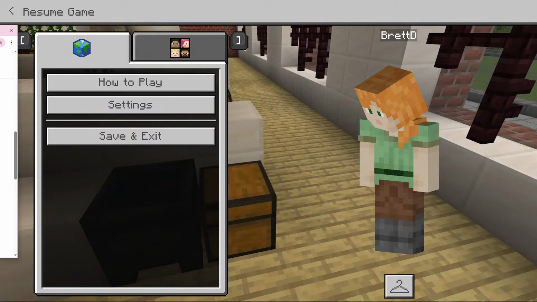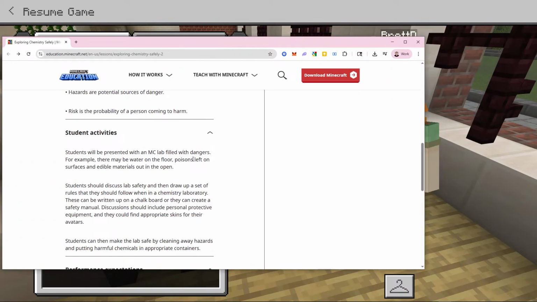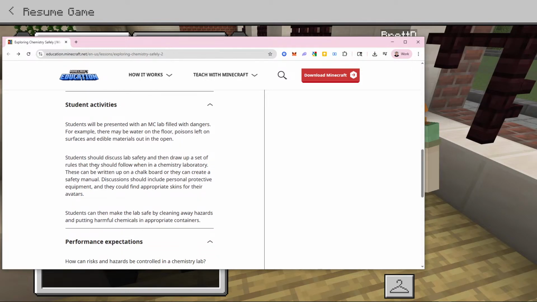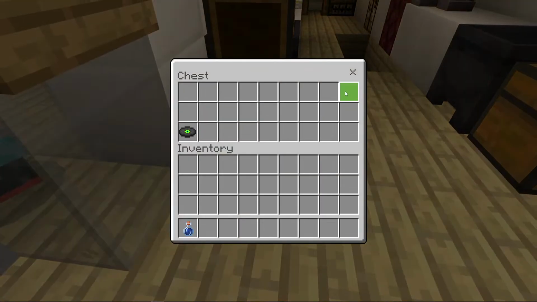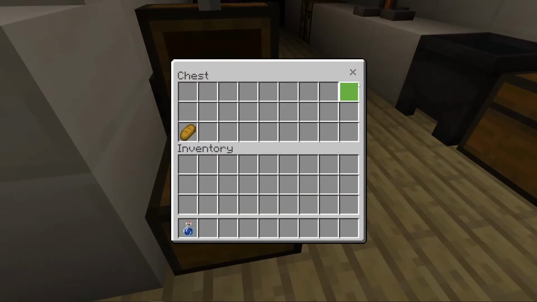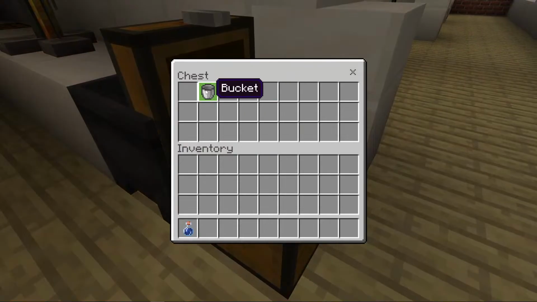Water on the floor, poisons left on surfaces, and edible materials out in the open. Discuss lab safety, and then draw a set of rules. We probably won't draw the set of rules. And I don't have a chalkboard right now. Maybe that's something I should get. Personal protective equipment. Yeah, I don't see that anywhere. Maybe there's a chest here somewhere where I can put on some gear. Let's grab that.